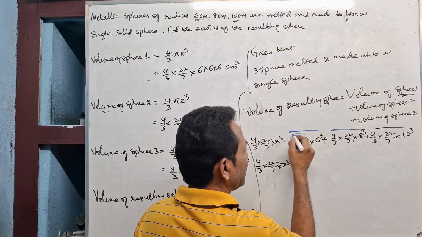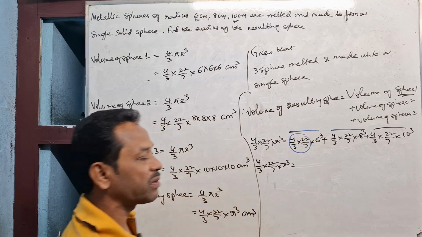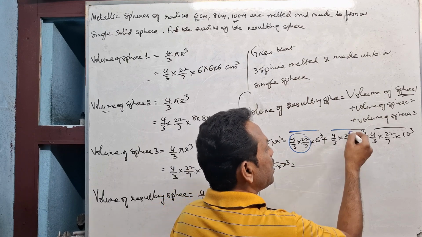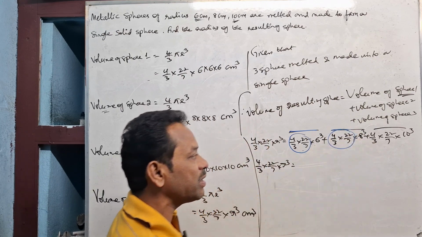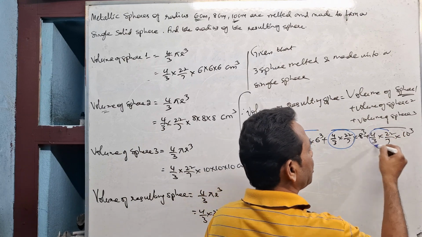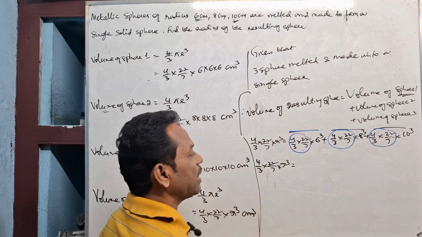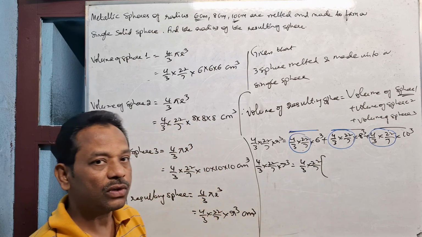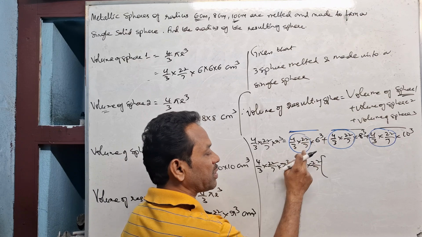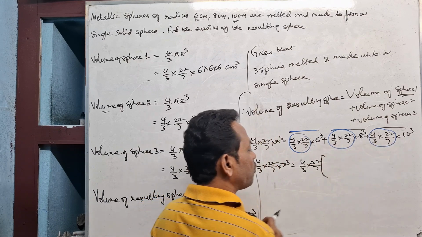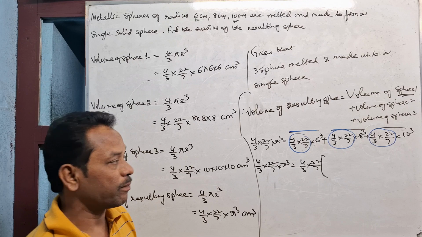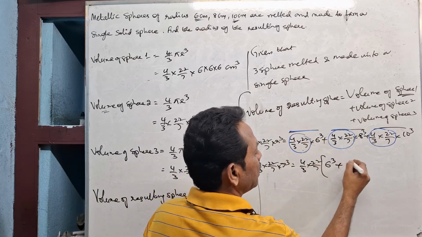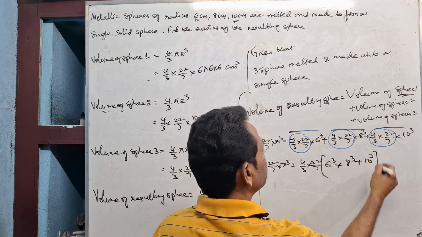Just observe this, in these 3 terms 4 by 3 into 22 by 7 is common. In the first term we have 4 by 3 into 22 by 7. Here also we have it. In the third term also we have 4 by 3 into 22 by 7. So that means you can take 4 by 3 into 22 by 7 common. If I take it common, you are left with 6 cube here, 8 cube here, 10 cube here.